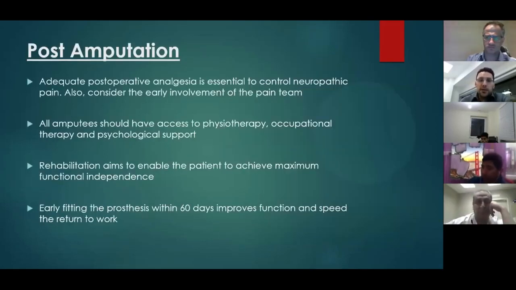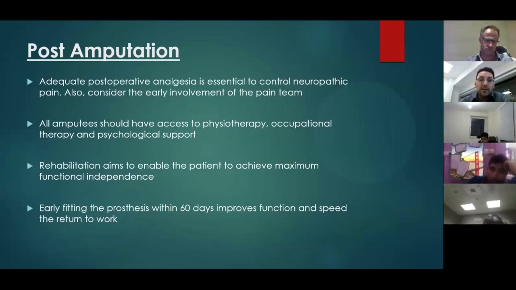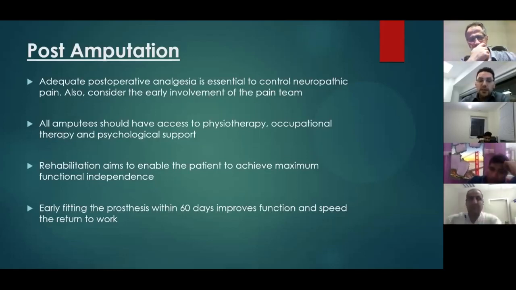Now we're talking about the post-amputation phase. You have to make sure the patient has adequate post-operative analgesia. It is essential to avoid severe pain, and you also have to consider using neuropathic painkillers. Early involvement of the pain team is advisable. All amputees should have access to physiotherapy, occupational therapy, and psychological support. The rehabilitation process aims to achieve maximum functional independence. Early fitting of the prosthesis within 60 days improves function and speeds return to work.